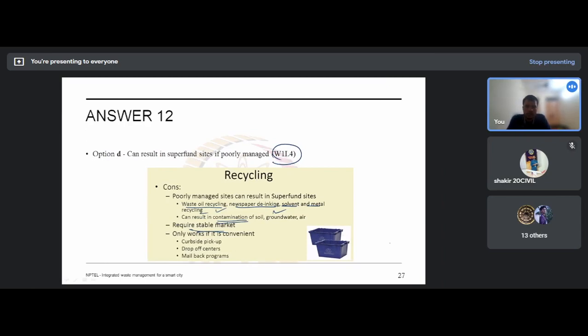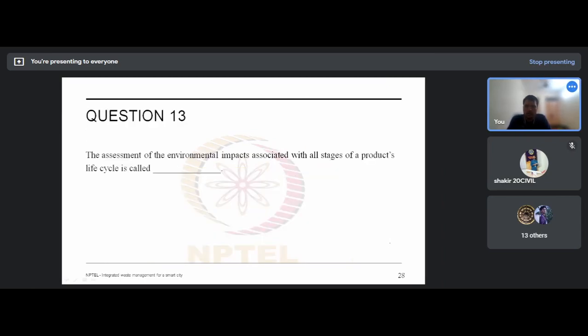So we'll go to the next question, that is question 13. The assessment of the environmental impacts associated with all stages of a product's life cycle is called. The given options are environmental impact analysis, life cycle impact method, life cycle analysis, and none of them.